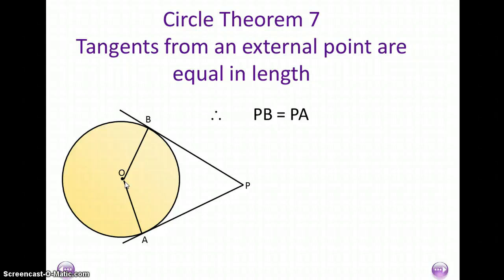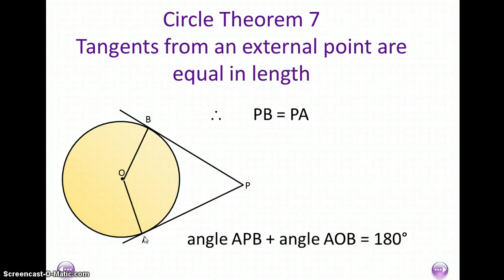And from the previous circle theorem, where a radius and a tangent meet, that angle there is 90 degrees, that angle there is 90 degrees. So if this is a quadrilateral, these two angles must add up to 180 degrees. In other words, APB plus angle AOB is equal to 180. See if you can see why.